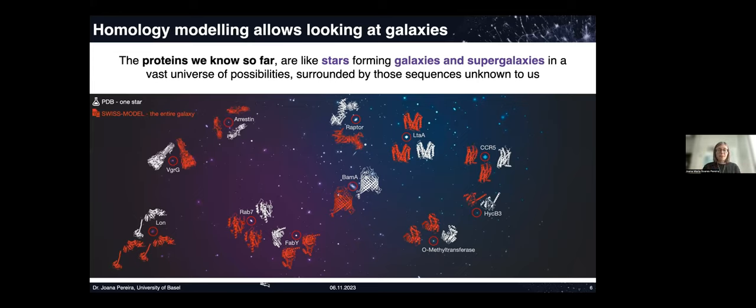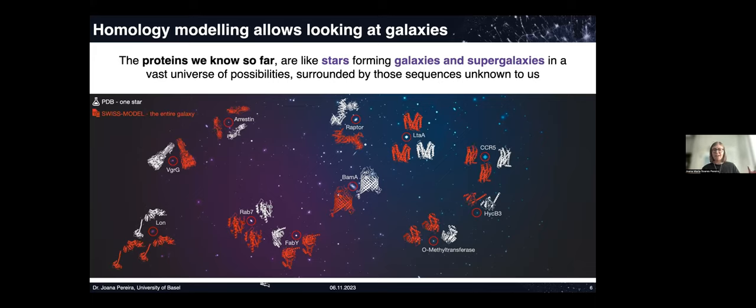And this means that we are only able to annotate or extend by homology the information to those galaxies or super galaxies that have at least one element that is experimentally characterized. Of course, there are also some cases where we don't have structure and these galaxies still remain bright, but we just don't have structures.